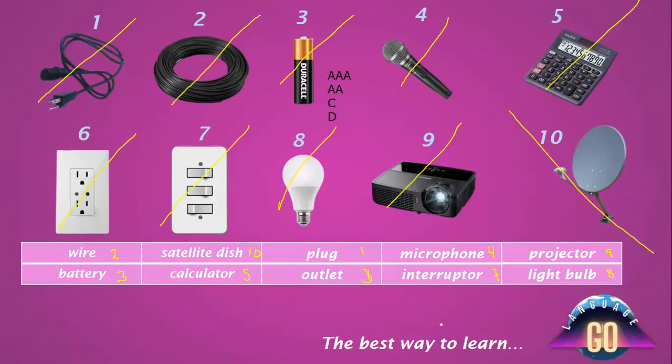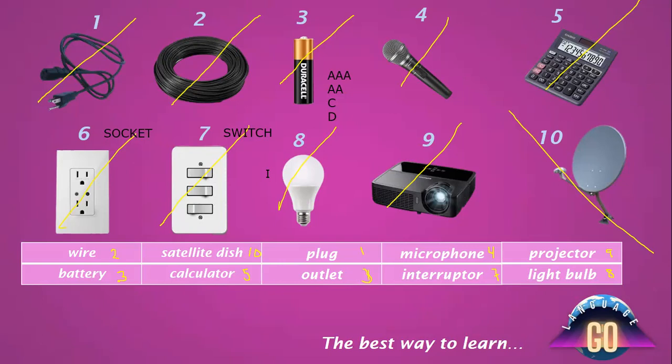For example, picture 6, yes, it's an outlet, but another way to say this, if you don't like it, you can call it socket, Carlos. Outlet or socket, as you prefer. And for number 7, yes, it's an interrupter, but if you don't like to say interrupter, you can also say switch. What do you prefer, Carlos? Socket or outlet?